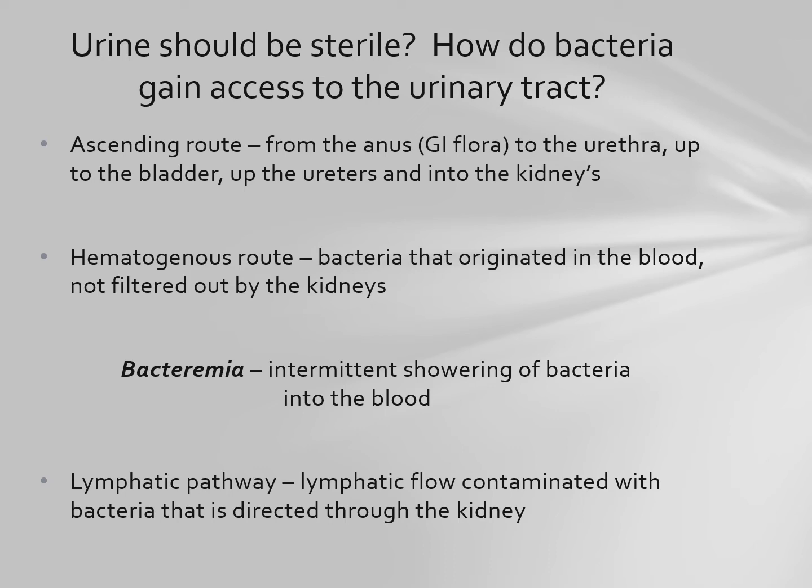We also have the hematogenous route, where bacteria originates in the blood and it's not filtered out by the kidneys. In cases like this, our patients have bacteremia, where they have intermittent showering of bacteria in the blood, and that bacteria is not filtered out by the kidneys, so they end up getting a urinary tract infection through the hematogenous route. And then finally, the third way a person gets a urinary tract infection is through the lymphatic flow. If that lymphatic flow is contaminated with bacteria, that can go directly through the kidney.